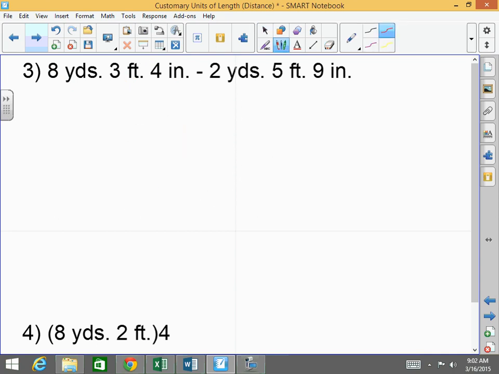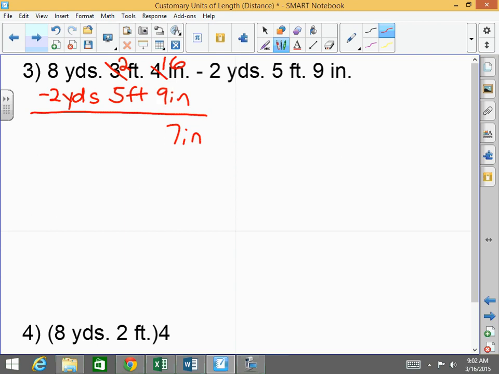Thank you. So I've got minus 2 yards, 5 feet, 9 inches. Okay, sir, can I take 9 inches from 4 inches? Can I take 9 away from 4? So I have to borrow 1 foot. How many inches in a foot? So I'm borrowing that foot and I'm adding 12 inches to these 4 inches, making that 16. Does that make sense? 16 minus 9 is 7 inches, my man.